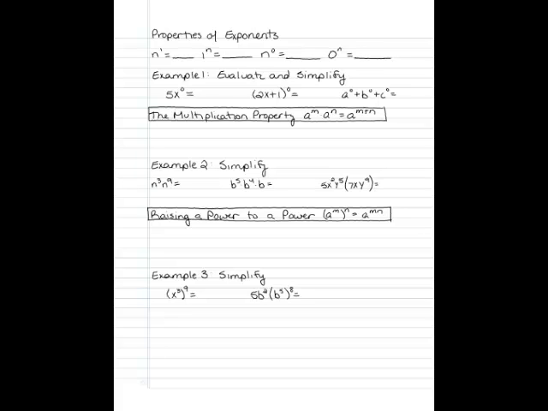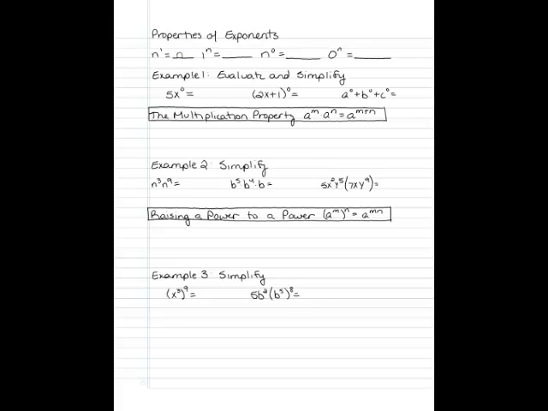In this section we will be working with properties of exponents. Now at the top of the page you see some basic properties of exponents involving 1 and 0. N to the first power, the idea is any number to the first power will equal itself. So n to the first power is equal to n.